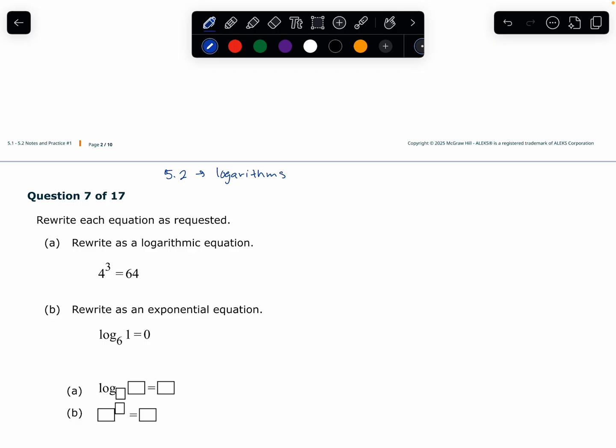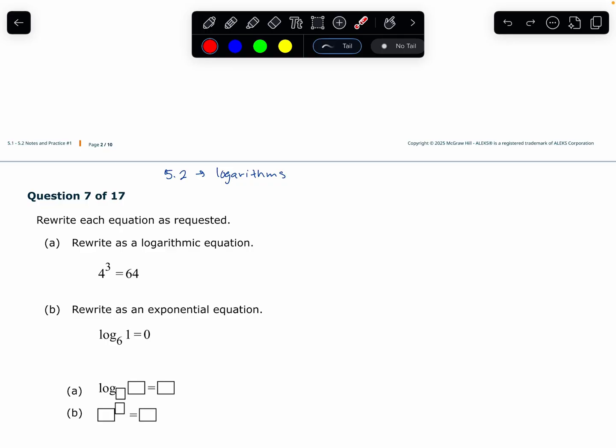So we have 4 to the third equals 64. And it's asking us to rewrite as a logarithmic equation. So this is an exponential equation. And if you see below, this is what a logarithm looks like. For these questions, it's asking us to rewrite these expressions basically in their inverse form. So we can do that.